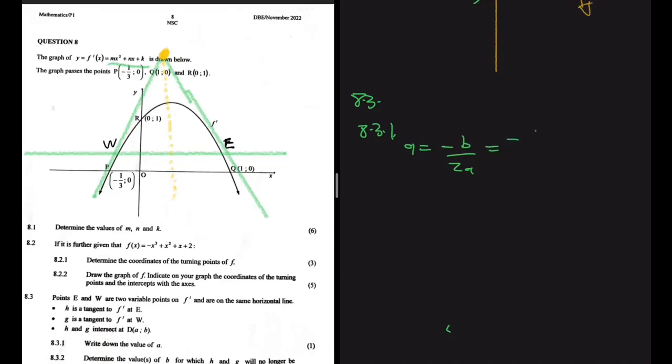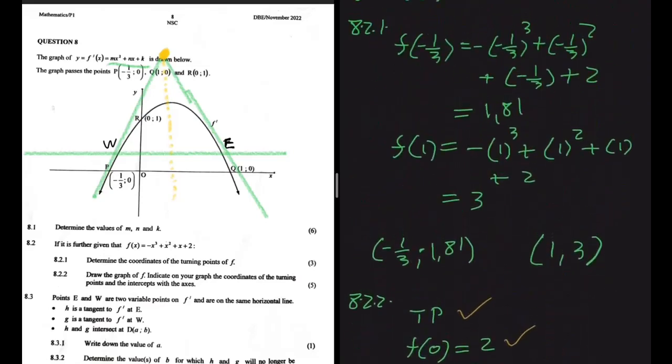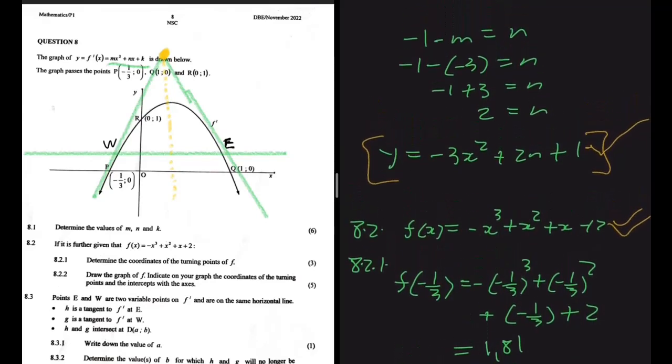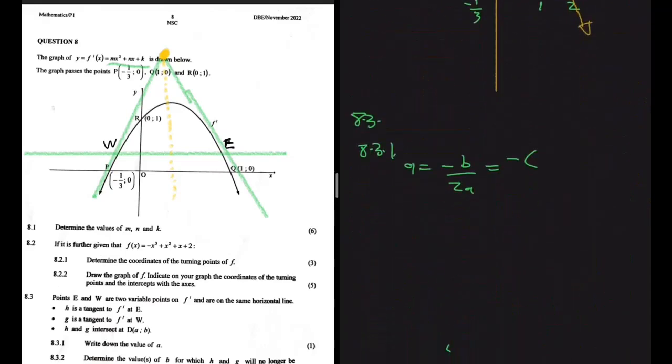So we're going to have minus, we have the equation of that graph there, right? We just determined it above. So here it is here. So b is 2 and a is minus 3. So here we're going to have 2 divided by 2 multiplied by minus 3. So that will be 2 divided by 6, which is equal to 1 divided by 3. So the value of A is 1 divided by 3.